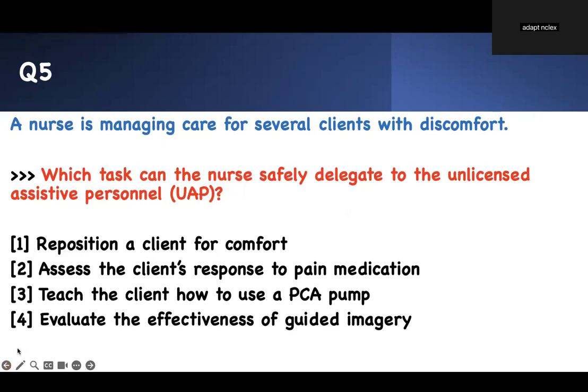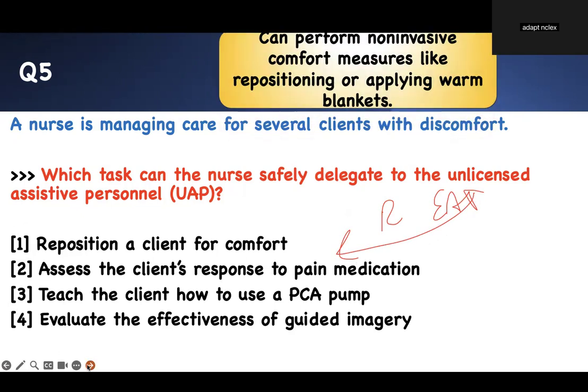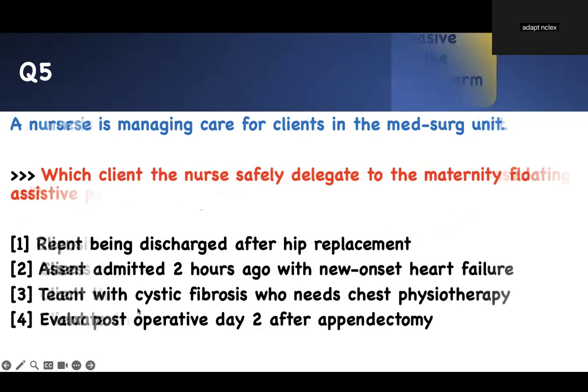RN does that. And I told you, the key word for RN is to do what? Eat. And that is what is being written over here. And I know you get this answer choice because of the way to approach it. The concept is what? UAP can perform non-invasive comfort measures like repositioning, applying cold compression, warm compression, so they can do that. It's very straightforward regarding what they can do. And therefore, 1 is the right answer.